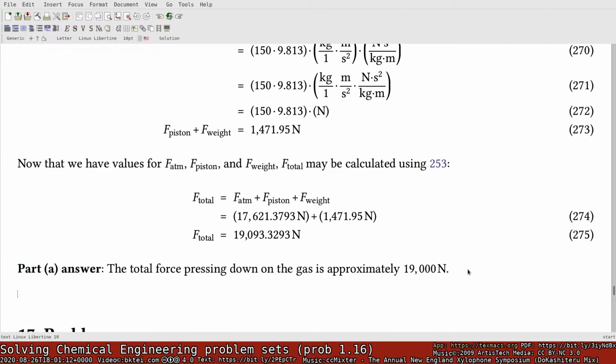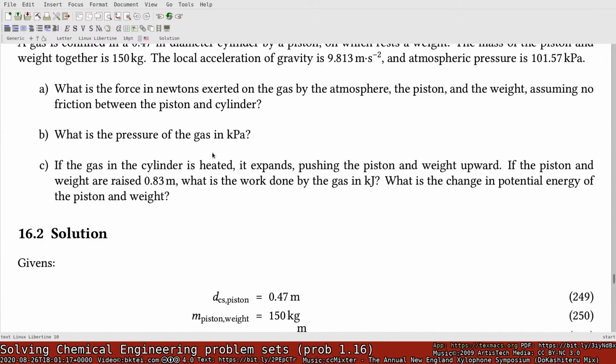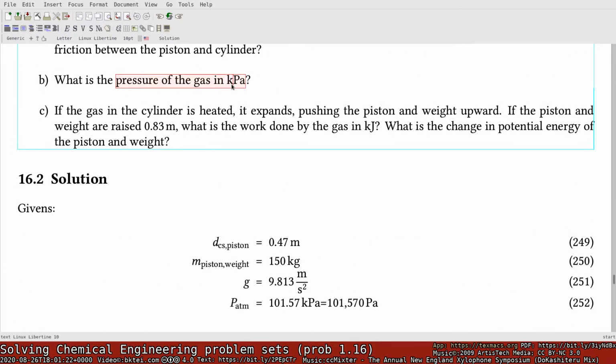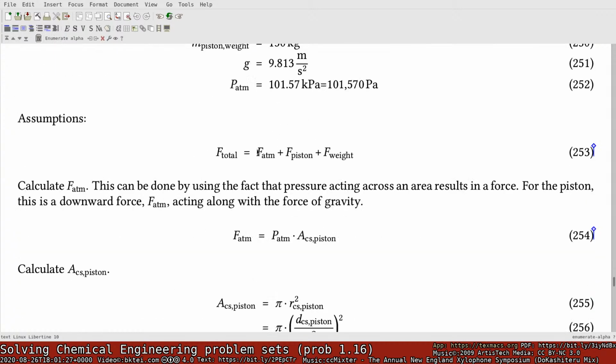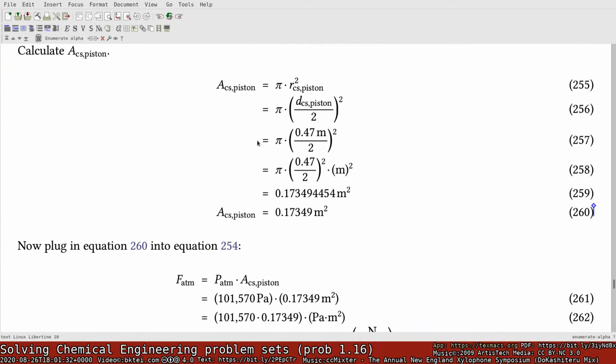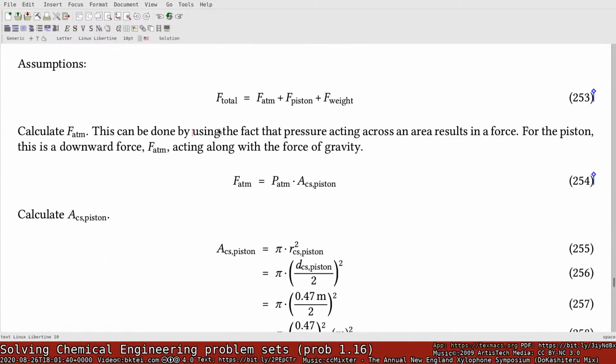All right, now for part B, we want, what is the pressure of the gas in kPa? So it's definitely going to be an absolute pressure, but it's just kind of the reverse of the thing. Pressure is force acting over an area. Across an area relative to force. Yeah, that's it.